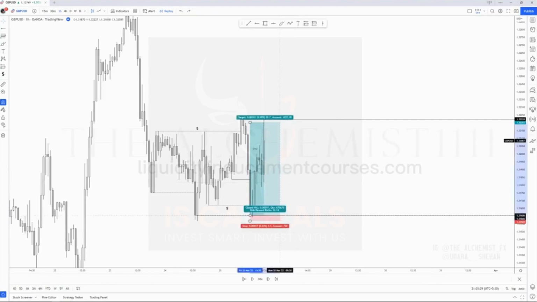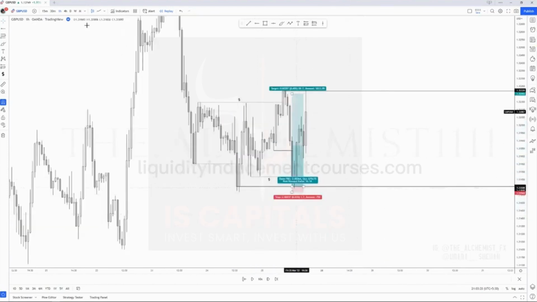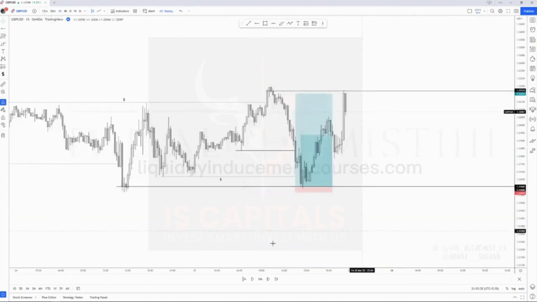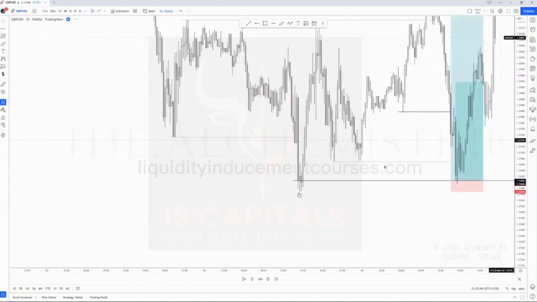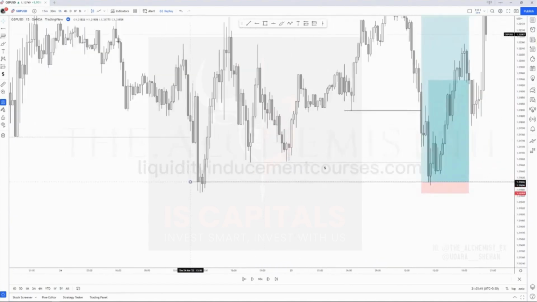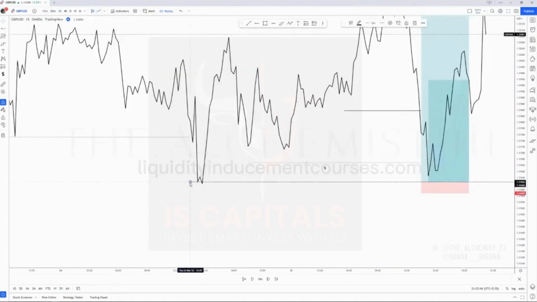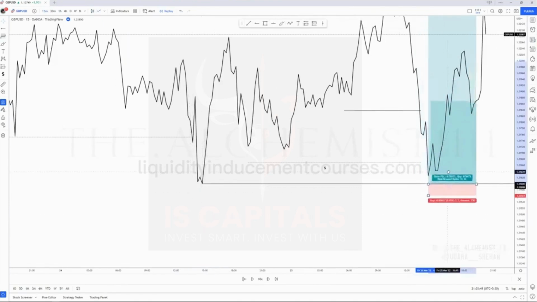Boom. Look at that. And this right here could have even been a better entry, because one of my students took this and sent it to me, I remember. Look at this. He refined this 4-hour zone into the 15-minute support that was over here. See that? More refinement, so the entry would be even better. Even a better entry like this.